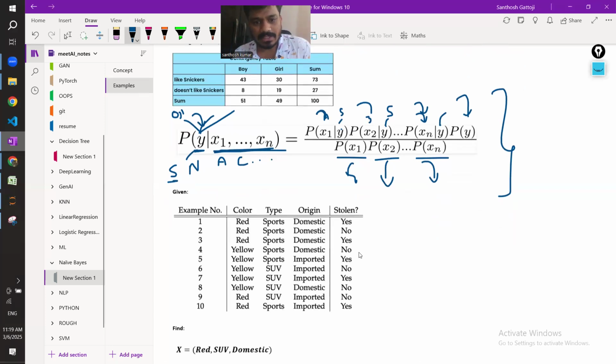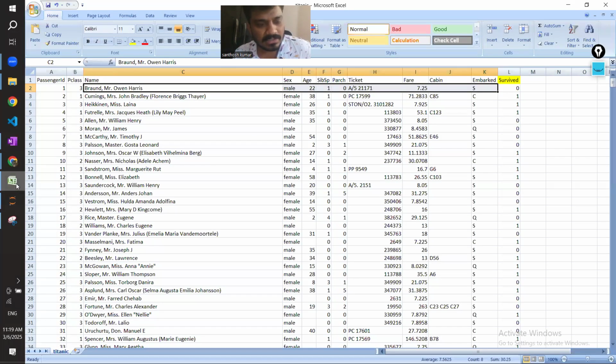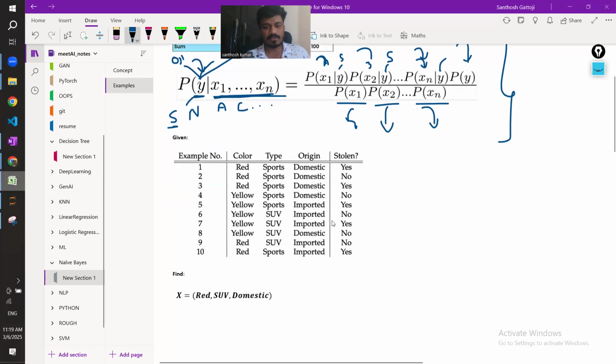Then you can directly understand text classification in the next class. If you see here, what it's saying is we have vehicles, 10 example vehicles. The first vehicle is red, a sports car, and domestic. It is stolen. Like that we have different types. The next one is a yellow SUV, domestic, and it is not stolen.